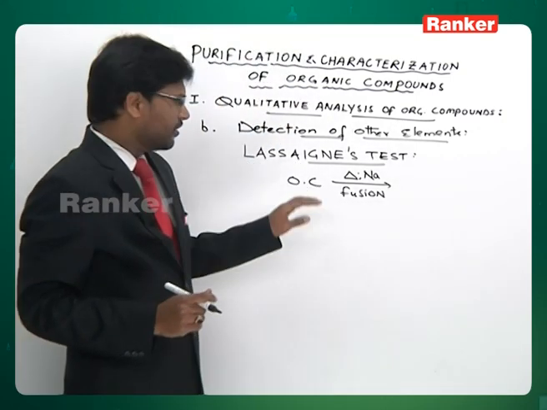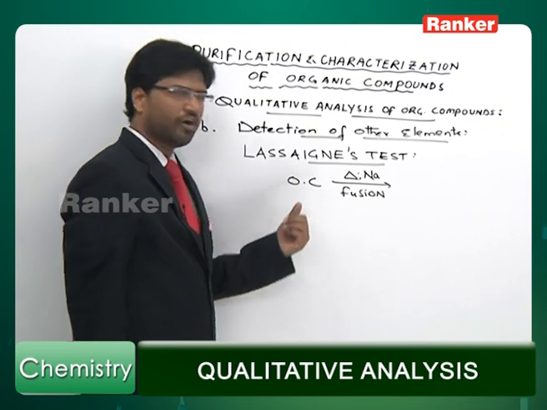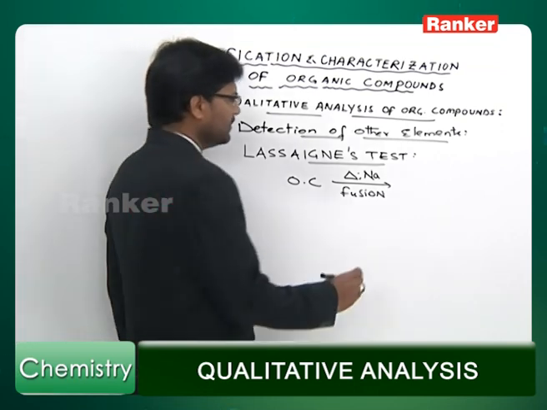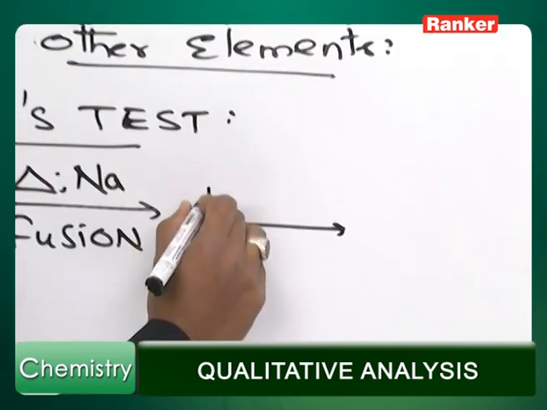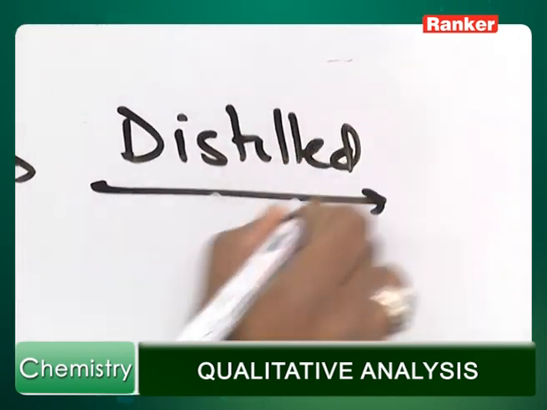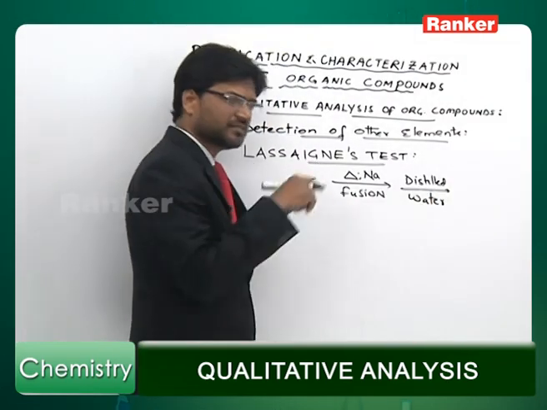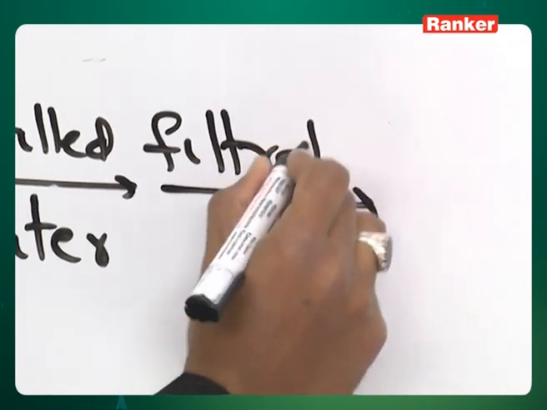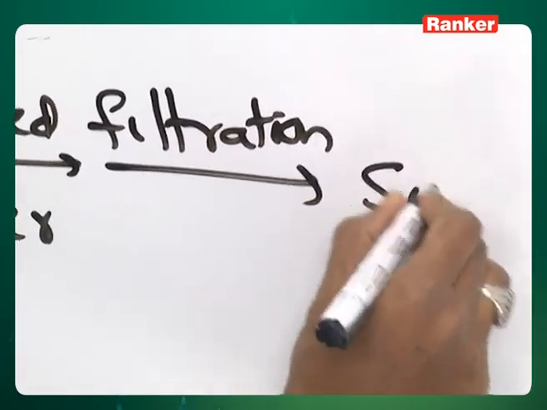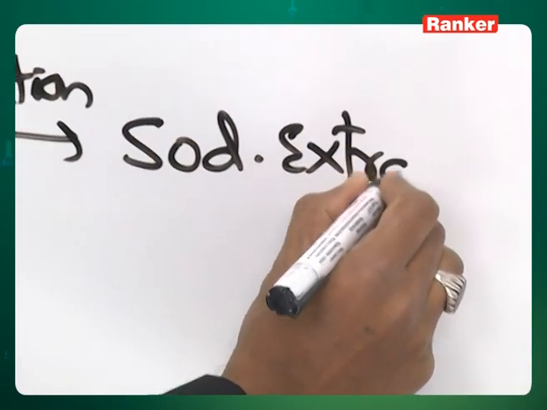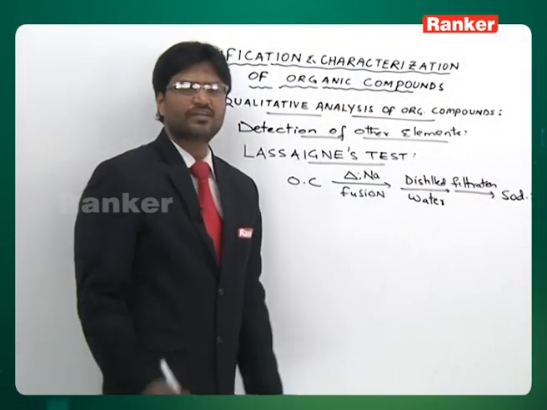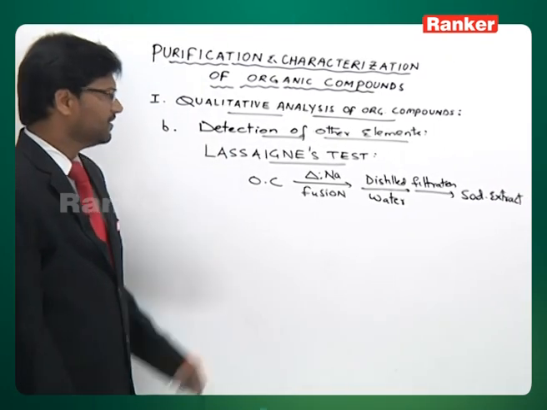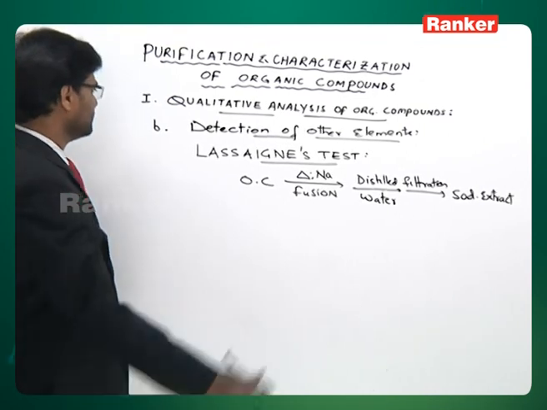The idea is to transform all the elements in the organic compound into ionic compounds of sodium, and then they can be tested easily. This is then mixed with distilled water. All the ionic substances will dissolve in this, and then filtration is done, and the filtrate is called sodium extract. Now, this sodium extract is used to test for various elements present in the organic compound. Let us look at them one by one.